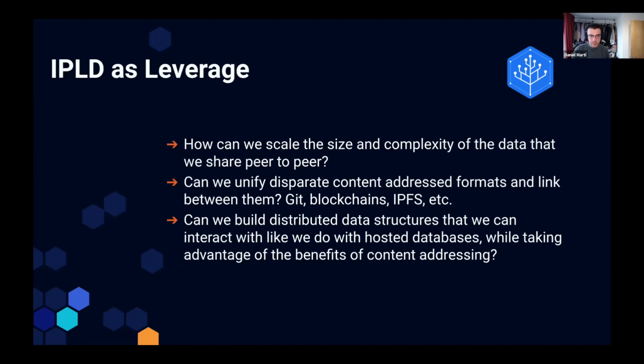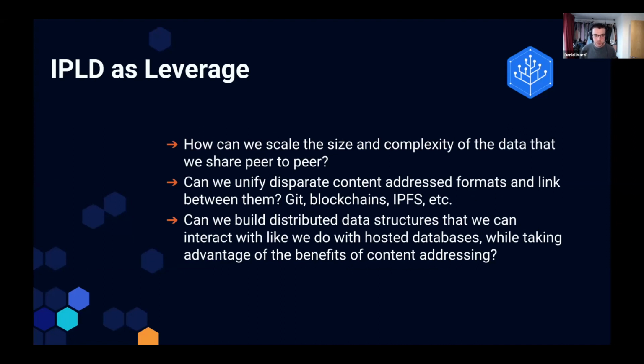So IPLD as leverage aims to answer a bunch of questions. And the main ones are, how can we scale the size and complexity of the data that you share peer-to-peer? I can give you a blob of data, and that's fine. But you very easily get into sizes that are too large to share as a single piece. You want chunking. You also want to be able to verify data and so on.